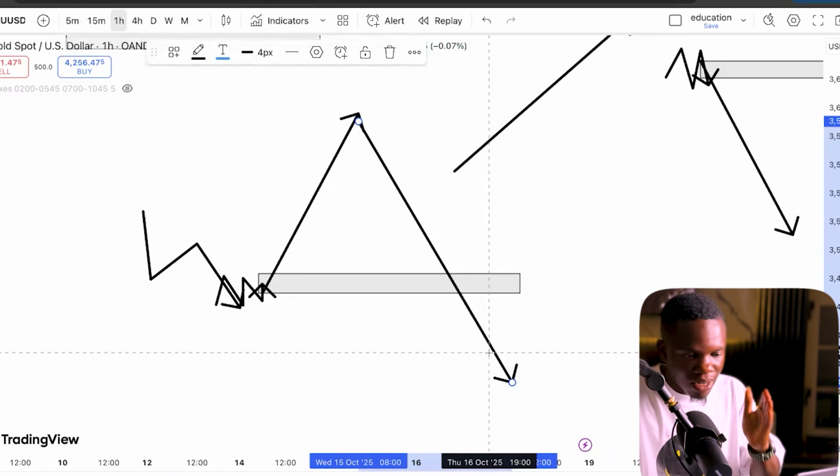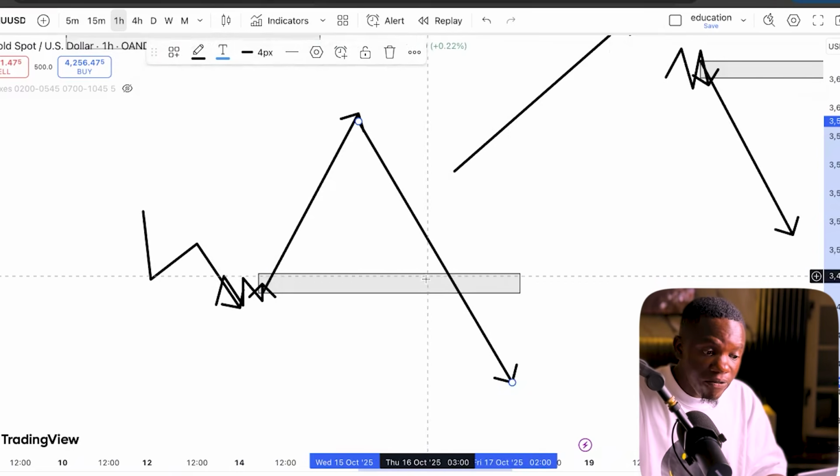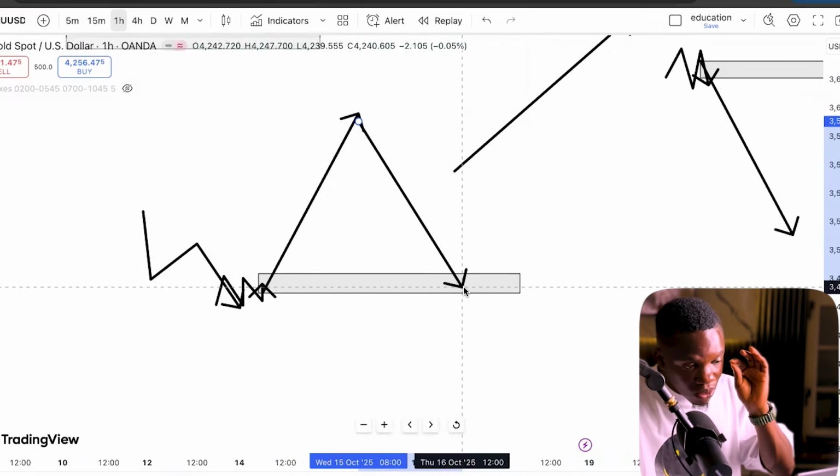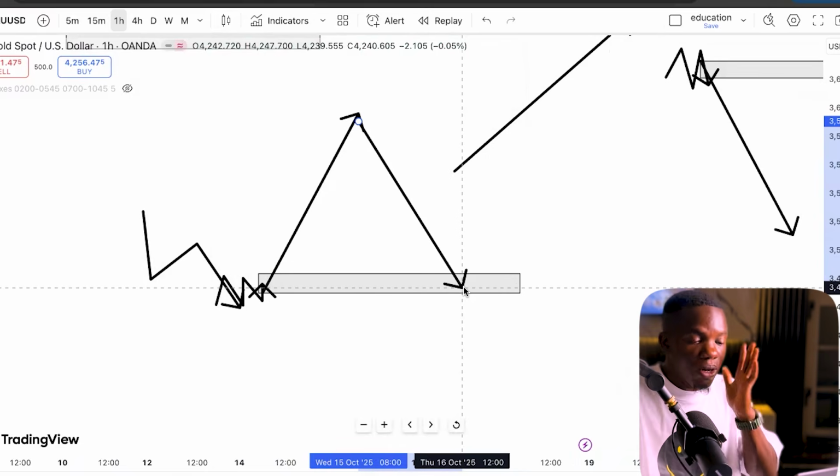How to solve this one is very simple. We work with entry confirmation. So we want to be able to tell that, okay, as the market has gotten to this demand zone, we need confirmation for us to work with it. If not, we are not going to engage.